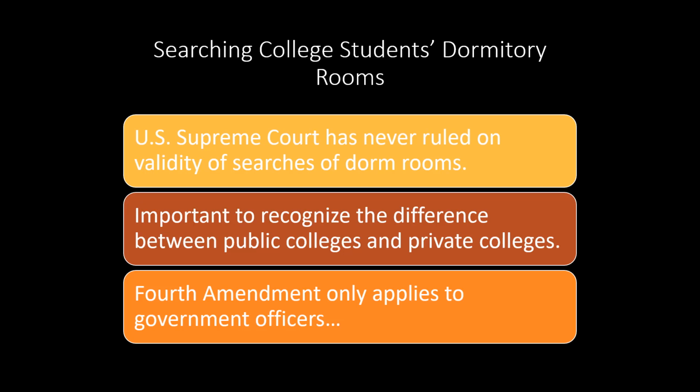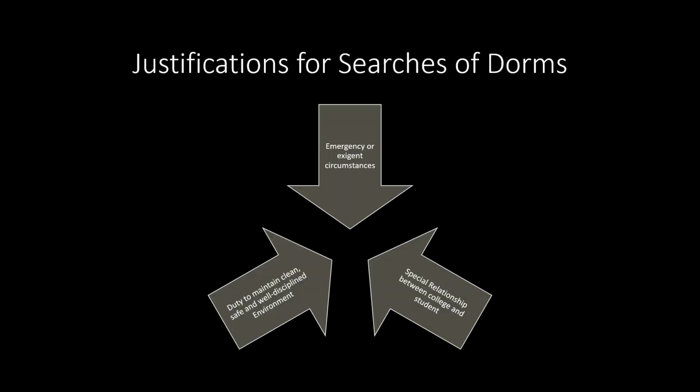Now, if you've ever lived in a dorm, for example, most dorms are going to have an RA, a resident associate, or basically someone the college puts on that dorm, usually free rent or something, and in return they're supposed to make sure everybody follows the rules. So what's the justification for these searches? There's really three that are looked at to balance things. One, emergencies. Two, the duty to maintain a clean, safe, and well-disciplined environment. And three, the special relationship between the college and the student, because it's kind of an extended adolescence.